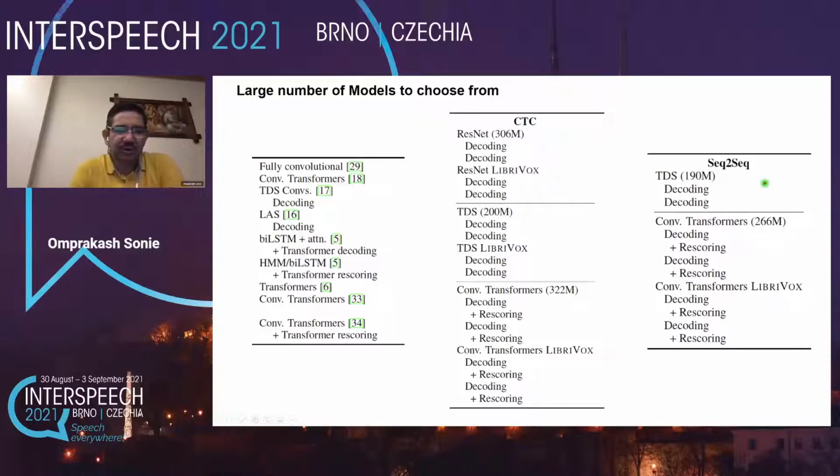Now for seq2seq, there is a TDS with 190 million parameters and a transformer with 266 million parameters, again on the huge data set. Then there are the fully convolutional or convolutional transformers, and listen, attend, and spell by LSTM. Some of these are more traditional or earlier, though not completely traditional in the sense of HMM-DNN. HMM by LSTM or listen, attend, and spell are relatively new compared to this architecture. So these are a large number of models.